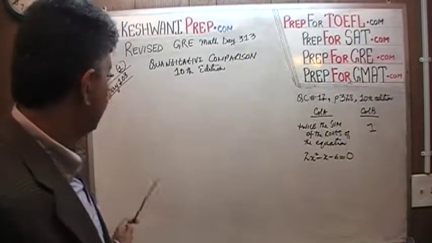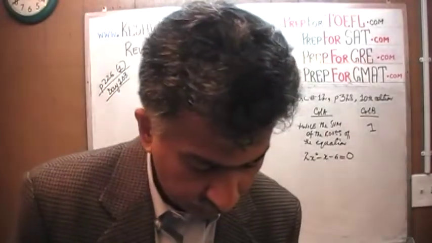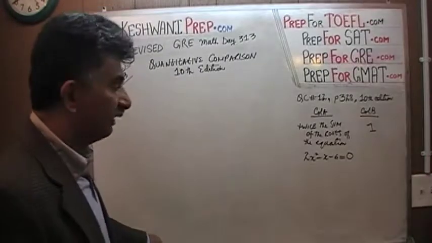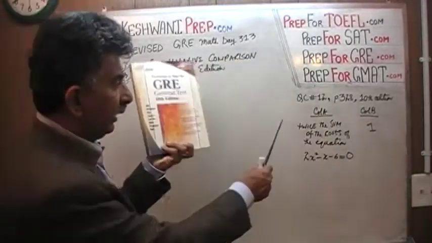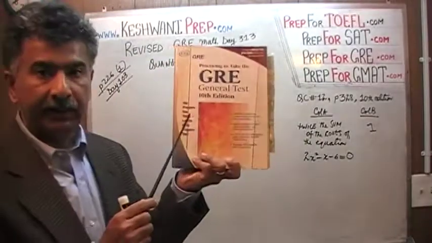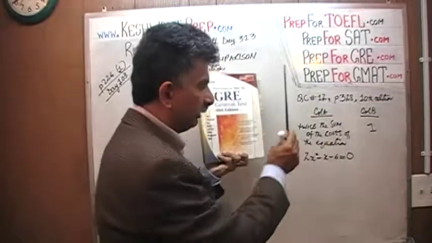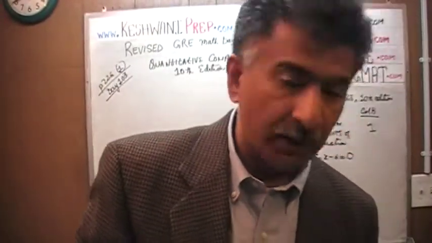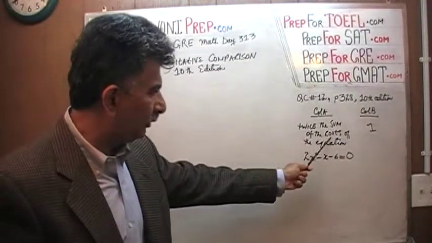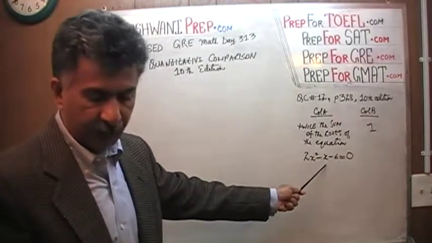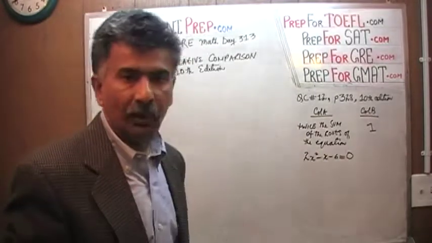So what we have done here, we have taken the original problem as it appears on page number 226, and we have changed it into a quantitative comparison question. This question is going to be very similar to problem number 12 on page number 328 that appeared in this exam in the 10th edition, page 328, number 12. And this is how the problem may appear in the exam. It says twice the sum of the roots of this equation, the equation that you see on page number 226, twice the sum of these roots versus 1.